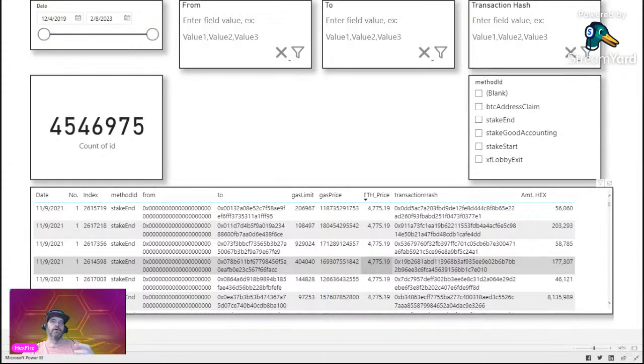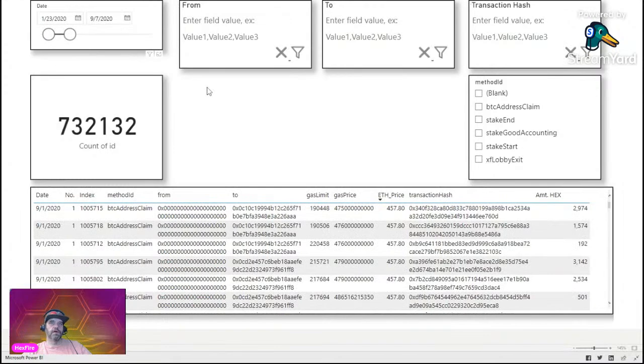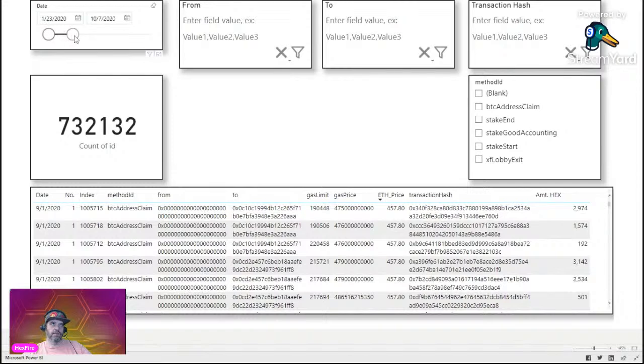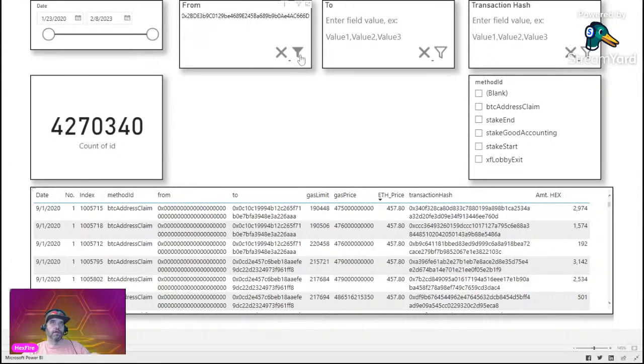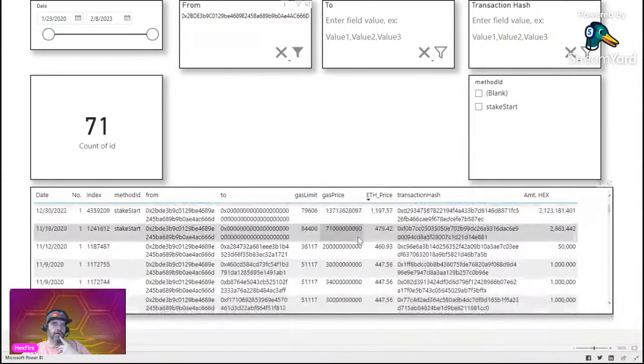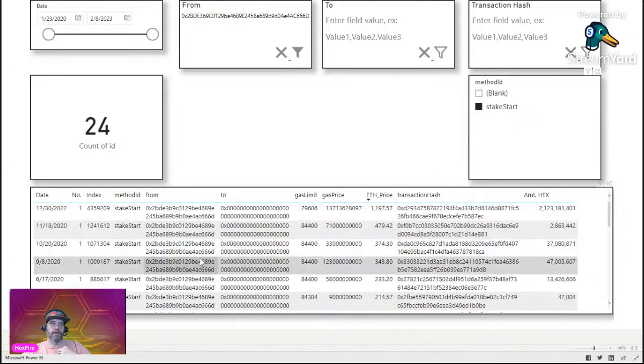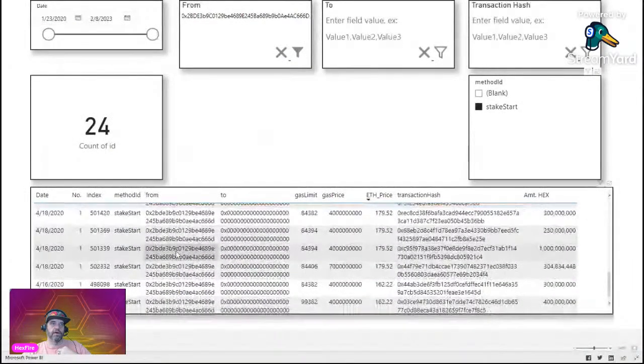So here you can come in and do some different things to look at the transactions, and see what the price of ETH was on a particular transaction. You could put your own transaction numbers in. You could put a wallet in. These are all the transactions for that Godwill address we were looking at. And you can say, show me all the stake starts in that time frame.